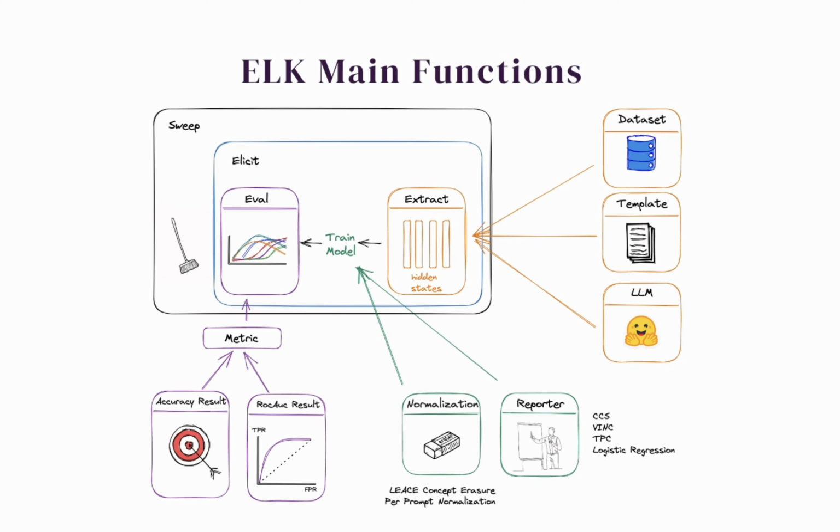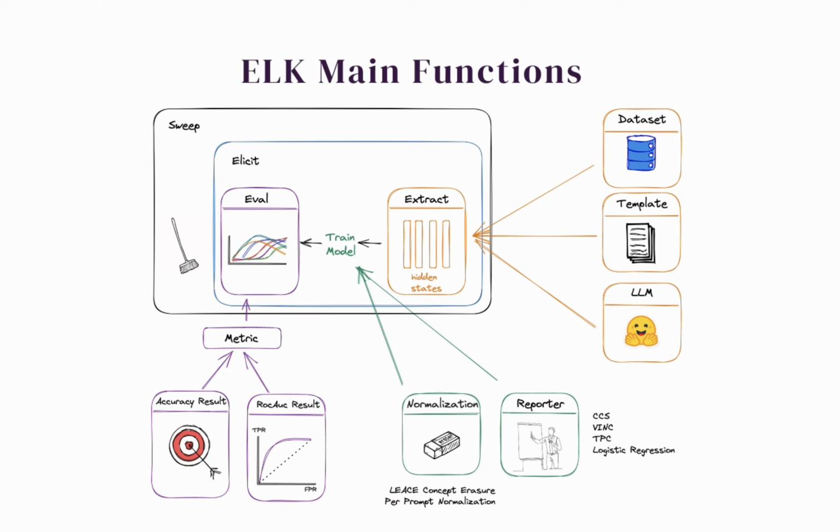The ELK library provides functionalities such as extract, elicit, eval, and sweep. These features streamline the processing of model activations, training of linear probes, called reporters, evaluation of accuracy, and analyzing results for comprehensive dataset and prompt template combinations. The library is easy to use from the command line.